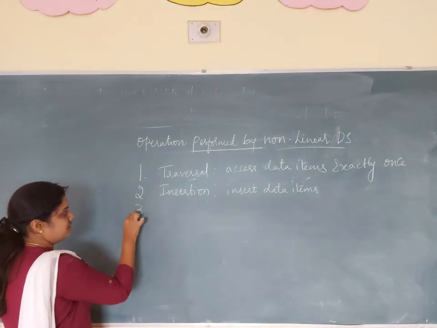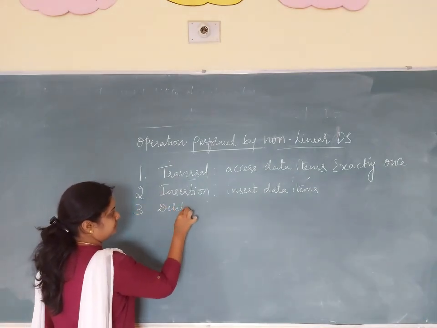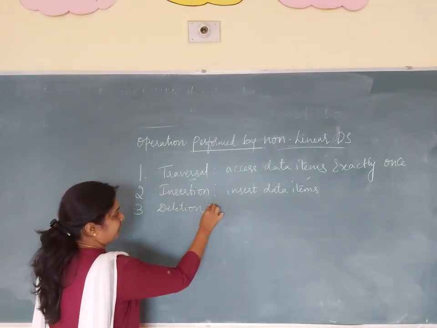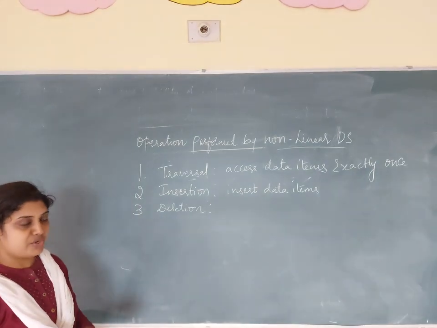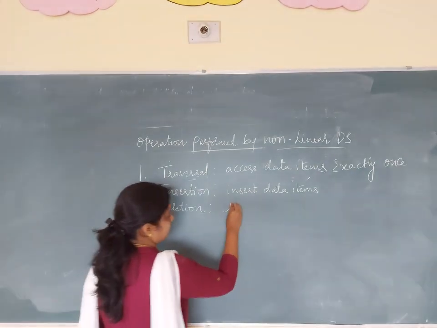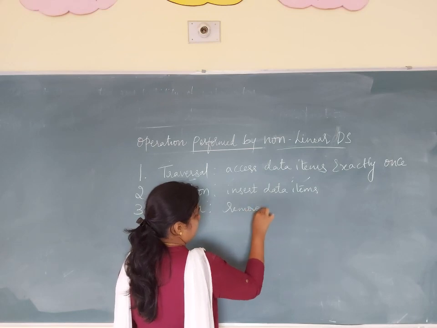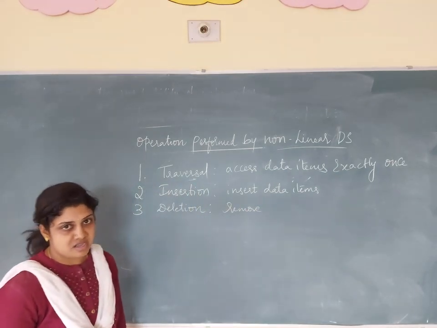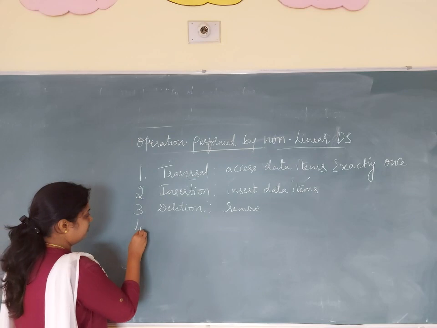Next, the third one, deletion. The name itself indicates you are going to delete or remove the data item from an array.